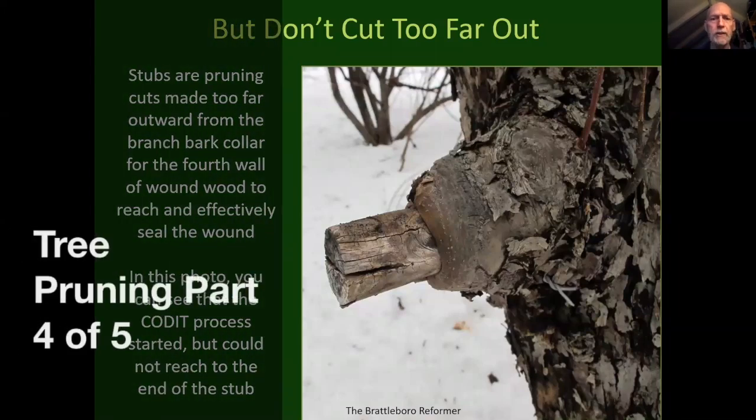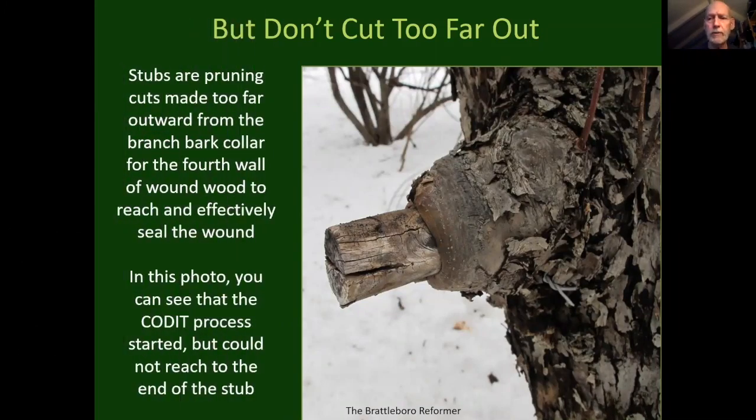And here's the opposite of it. I mentioned before about not leaving stubs. This is a pretty good illustration of why. So here's your branch bark collar. Here's the wound wood, and it's trying desperately to cover this over, but it just can't do it. It's too far out. It will never be able to seal over that.